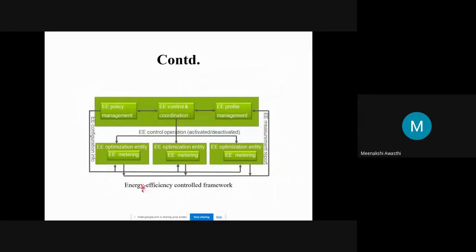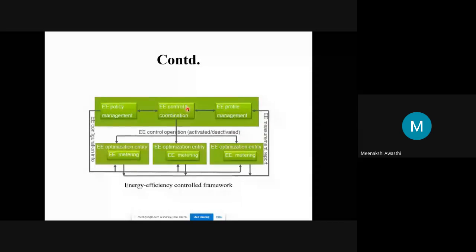So this is again the energy efficiency control framework, which we can design to improve the energy efficiency of a 5G network. I mean, by energy efficiency policy management, energy efficiency control and coordination, and energy efficiency profile management. So here you can see the flow. These are interrelated.